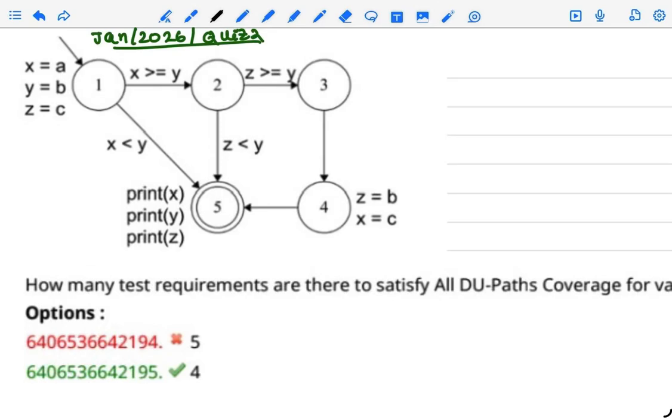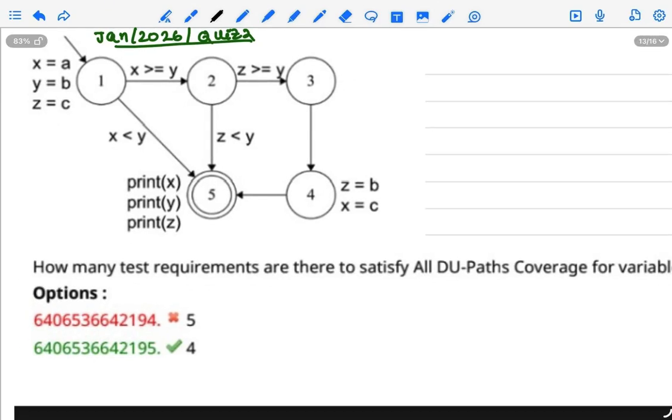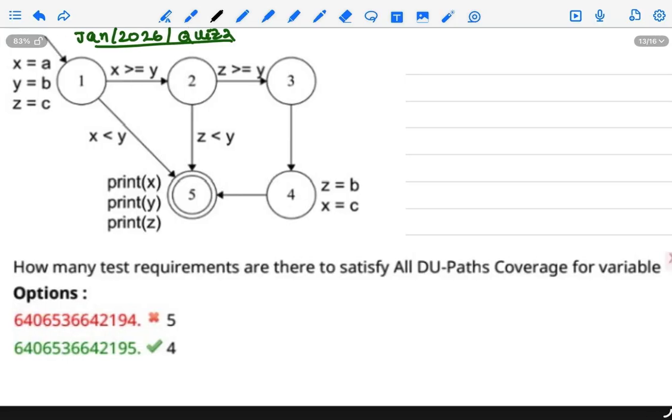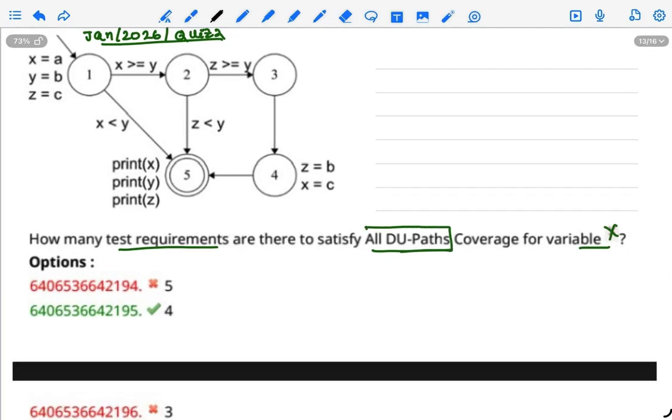Friends, this question is from the Jan 26 quiz 2 ST quiz 2 question paper, with the same control flow graph. How many test requirements are there for all DU paths coverage for the variable x? Here, for all DU paths, you consider the first condition.